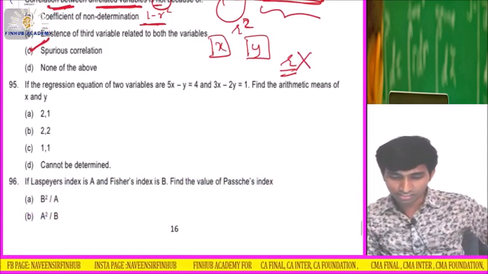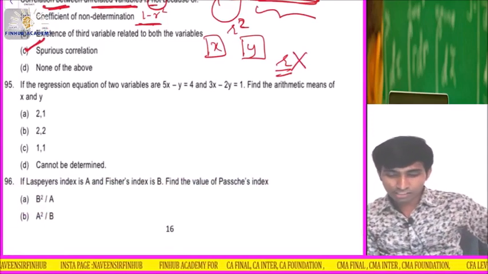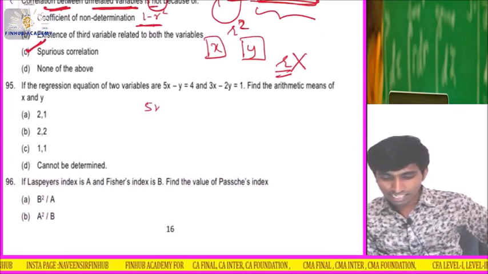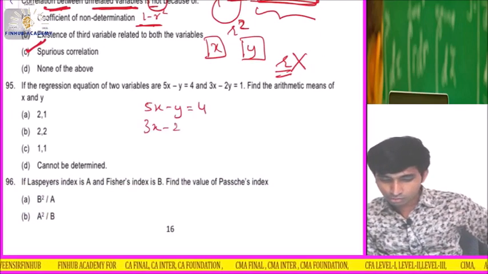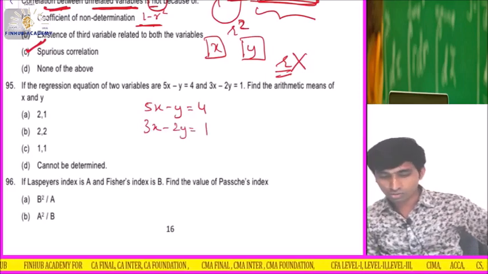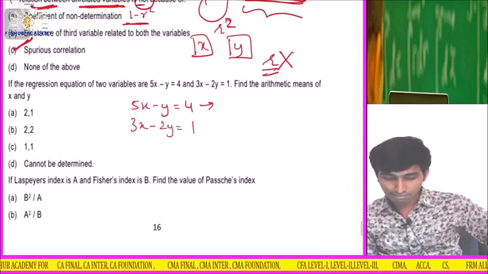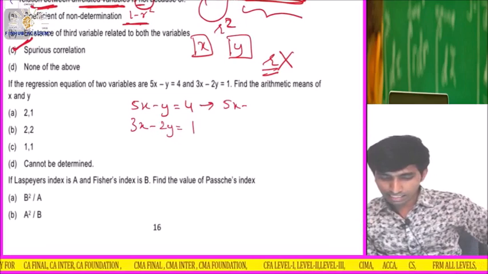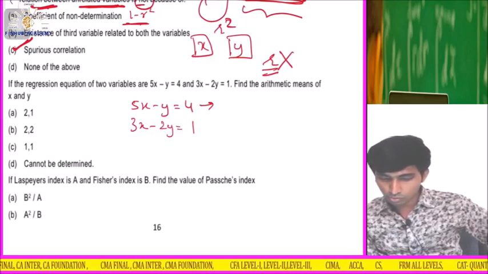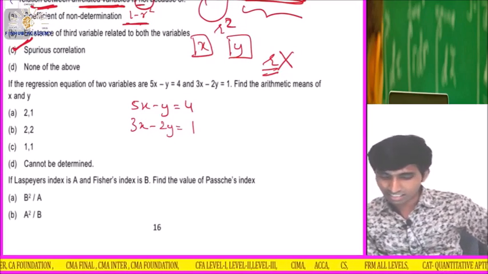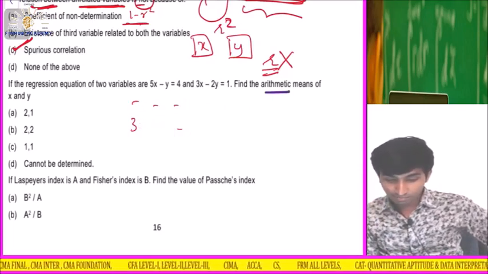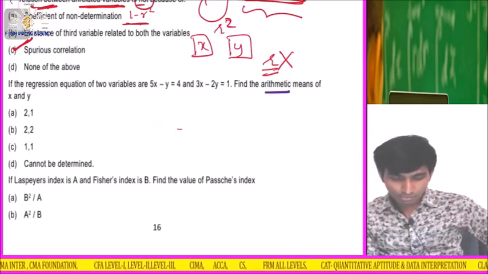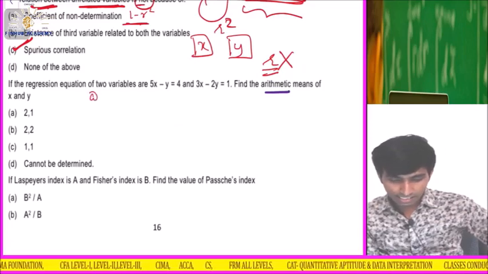Very intelligent question. If the regression equations of the two variables are 5x minus y is equal to 4 and 3x minus 2y is equal to 1, what are the means? Understood? So multiply this one with 5x minus and this one with 2. We want the arithmetic means x bar and y bar, or else we can substitute. Why are we doing all this? We can substitute. Let's try option A. A is 2 and 1.